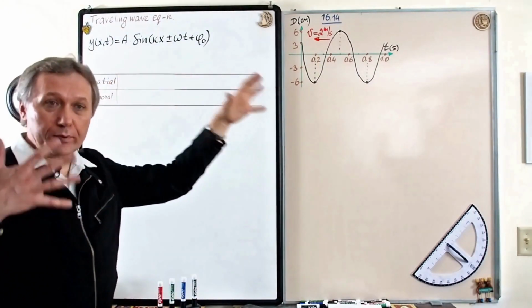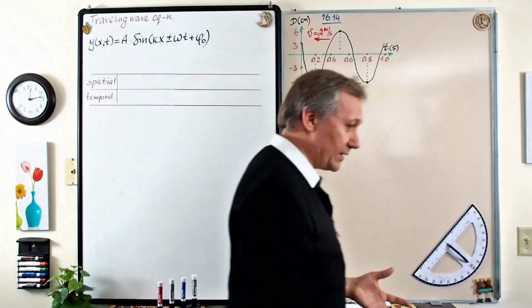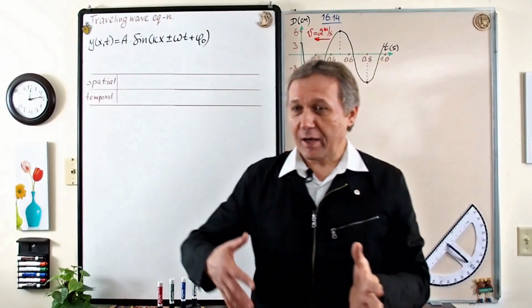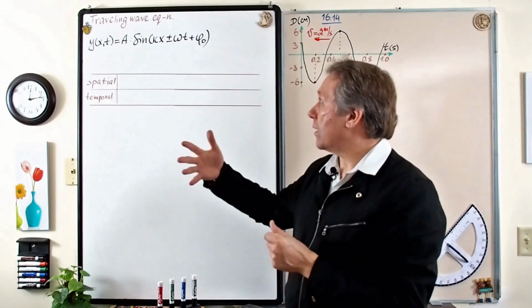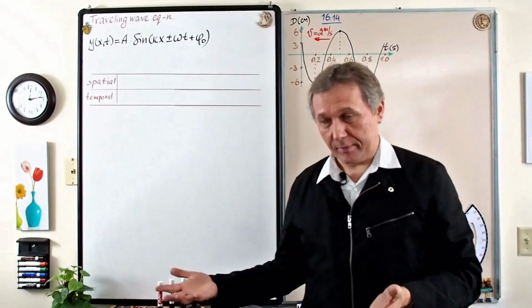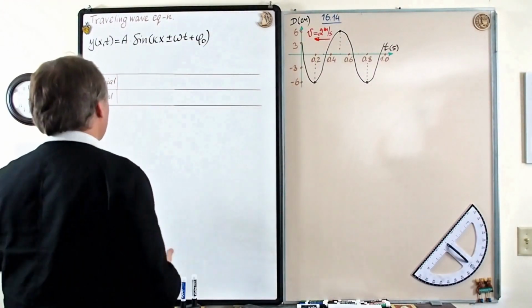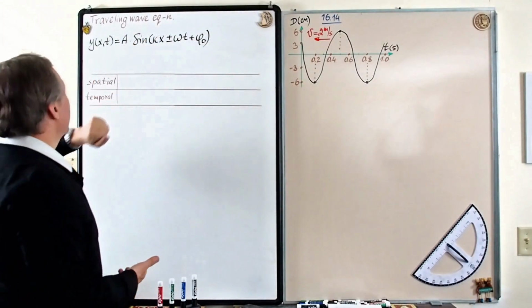A is the amplitude of the wave. Basically, it tells us the maximum displacement of a particle of a medium when a wave propagates, right? Maximum displacement, amplitude. Then periodic function, sine, right?